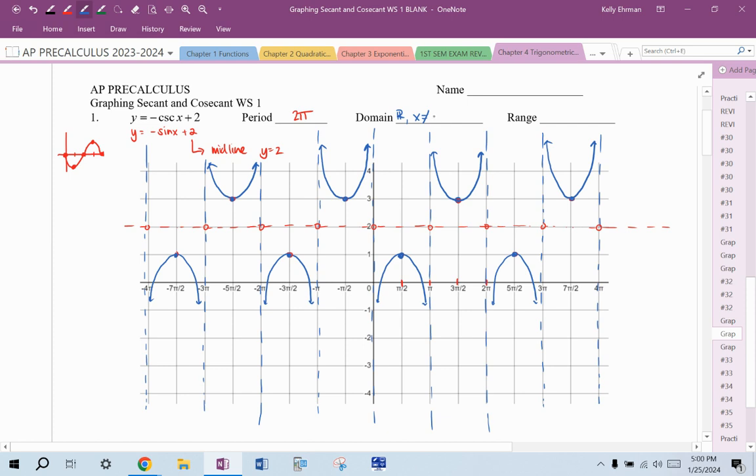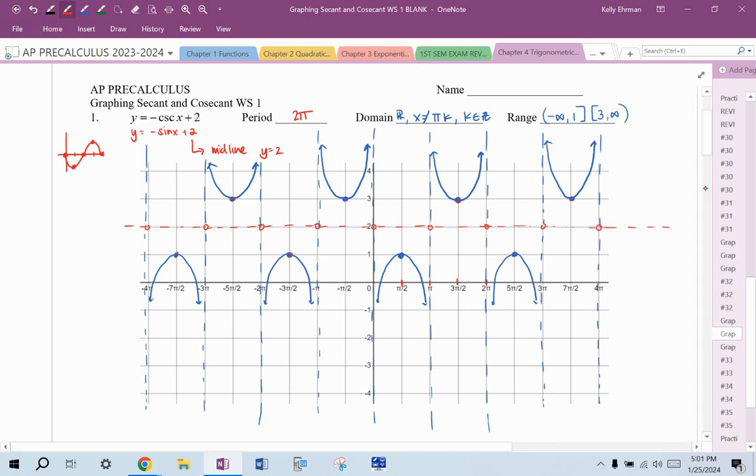So like we said in our notes, for the cosecant graph, you would say x is not equal to pi times k, and k is an integer. This is the shorthand for that since I don't have much room to write it. What about the range? From the graph, I can see the bottom branches go from negative infinity up to positive 1. And then the top branches start at 3 and they go up to infinity.